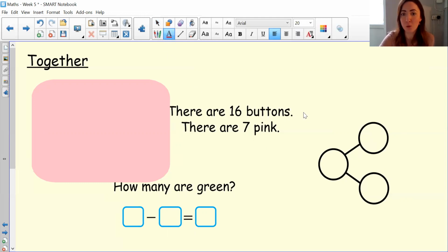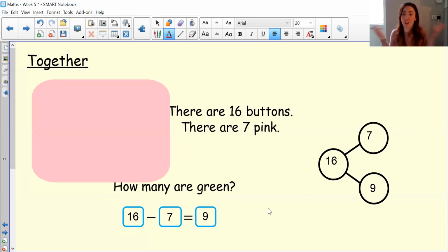Okay, so as always, it doesn't matter which method you chose to work this subtraction number sentence out, but let's see if you got the same answers as me. So there are 16 buttons, so that means the whole number is 16. Did you get that? Good. So we start our subtraction number sentence with 16. And then we're subtracting the pink buttons. That's the part that we know. So 7 is the part that we know. 16 subtract 7. Okay, how did you work that one out? So that means that the other part is 9. 16 subtract 7 equals 9.